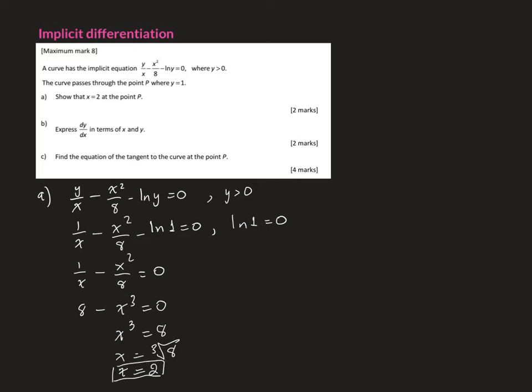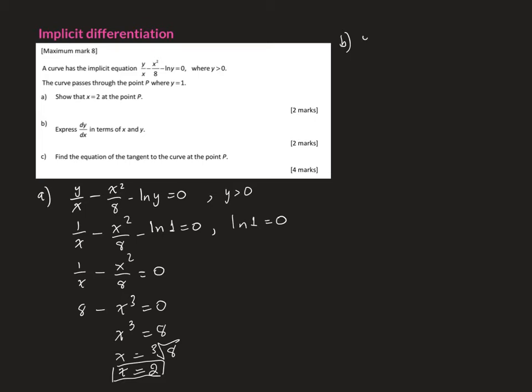Now we want to do b. We want to find the derivative of this expression, and we want it in terms of x and y. That means we just need to do the implicit differentiation and solve for y dash, or for dy/dx. I would like to use the product rule instead of the quotient rule, so I'm going to write the first term in a different way.